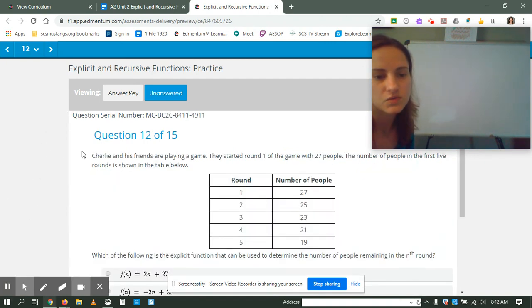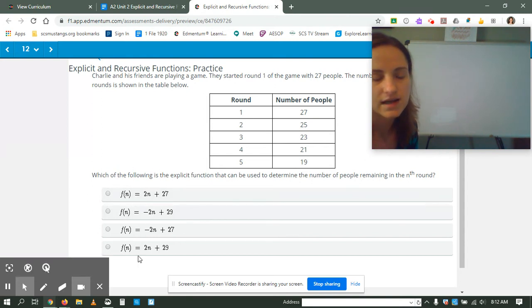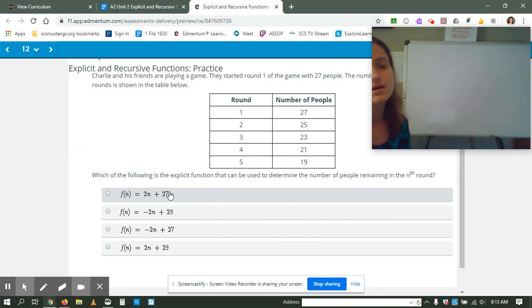Looking at question 12, Charlie and his friends are playing a game. They started round 1 of the game with 27 people. The number of people in the first 5 rounds is shown in the table below. Which of the following is the explicit function that can be used to determine the people remaining in the nth round? So if we're looking, it says number of people. It's written as a line or as an arithmetic, so we don't need to go through and make that decision. We just need to find out what the slope is and what our y-intercept or our 0 term is going to be. This was first, second, third, fourth, fifth for the rounds.